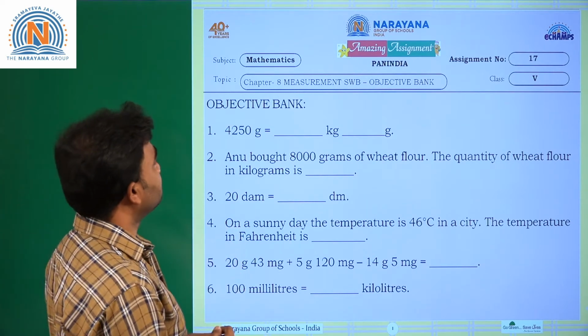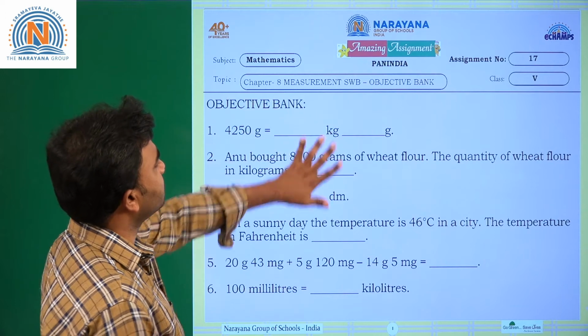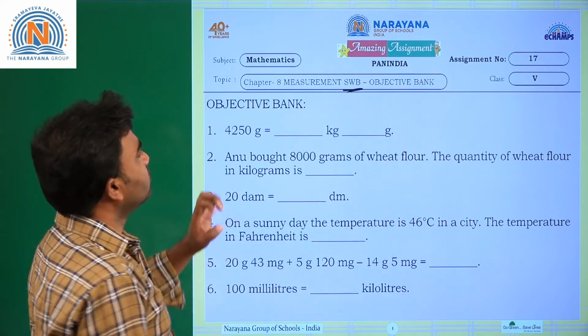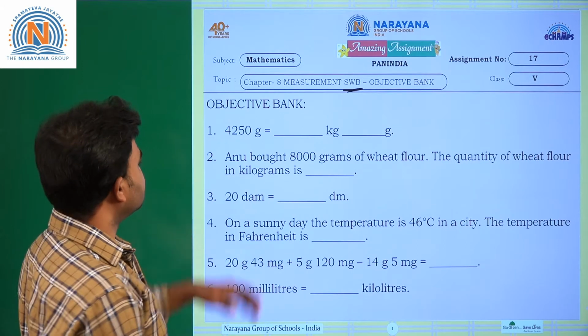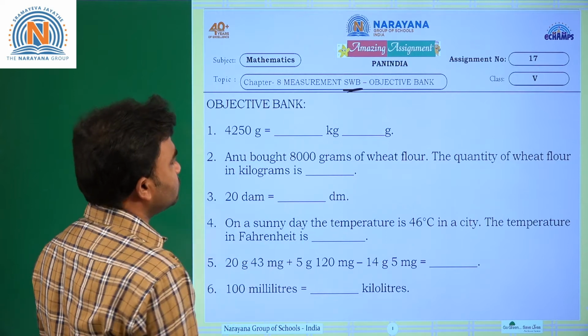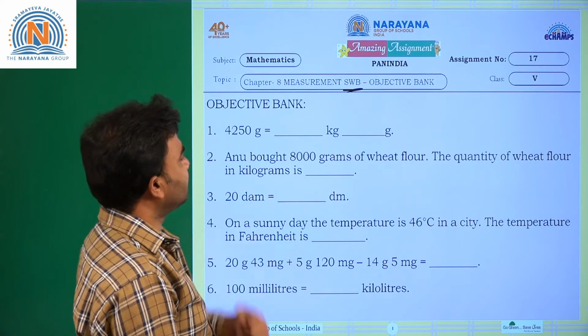Today's amazing assignment is on chapter 8 measurements, from the Sadhana workbook. Let us have a look at our amazing assignment today. Objective bank. First problem. 4250 grams is equal to dash kilograms and dash grams.